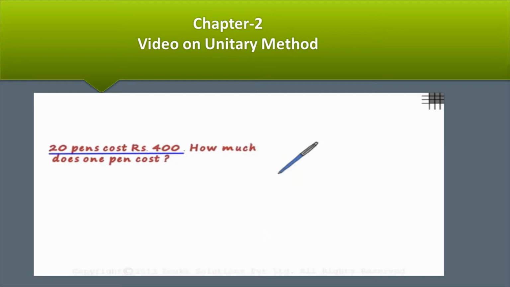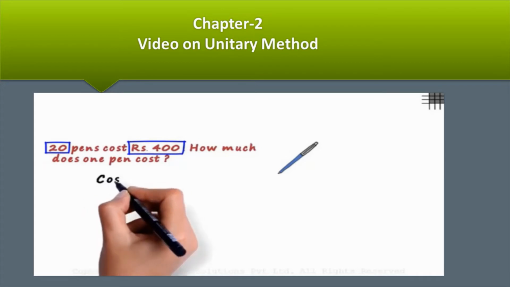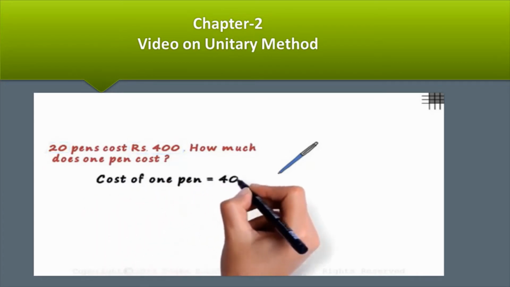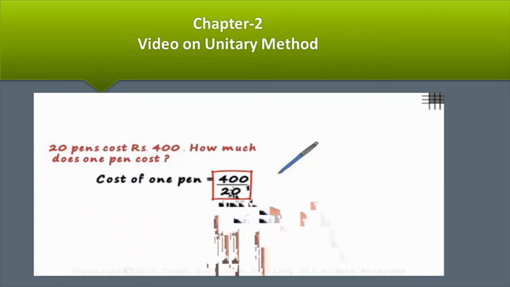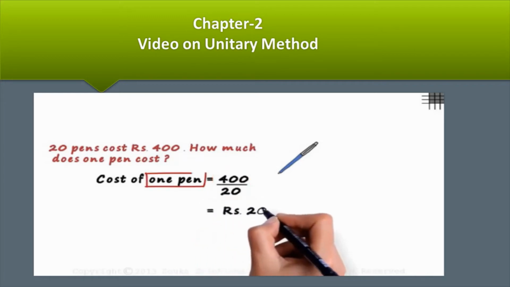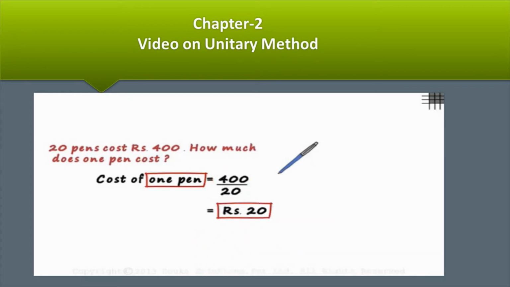Problem. 20 such pens cost 400 rupees. So how much does 1 pen cost? Don't worry, it is not difficult. To find the cost of 1 pen, we divide the total cost by 20. So the cost of 1 pen is equal to 400 by 20, which equals 20 rupees. So 1 pen costs 20 rupees.